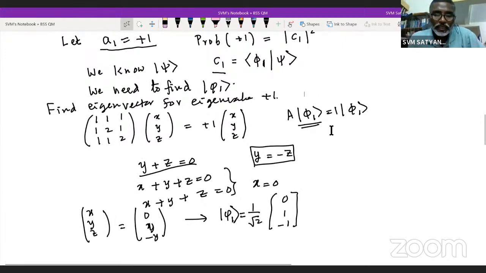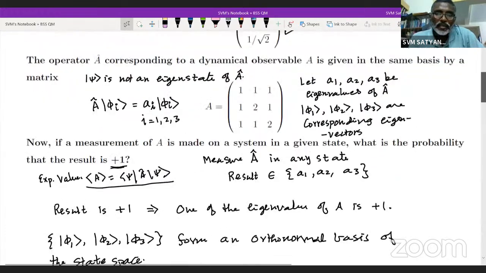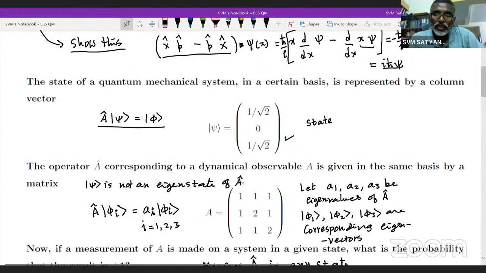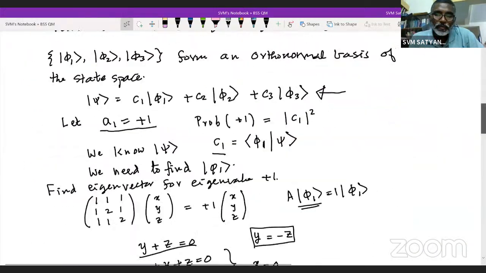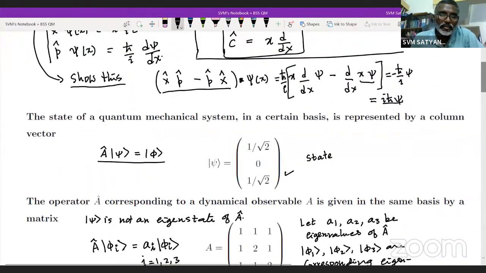Bra phi 1, ket psi. So what is our psi? Given psi is 1 by root 2, 0, 1 by root 2. Okay, so I will write this as psi as 1 by root 2 into 1, 0, 1.